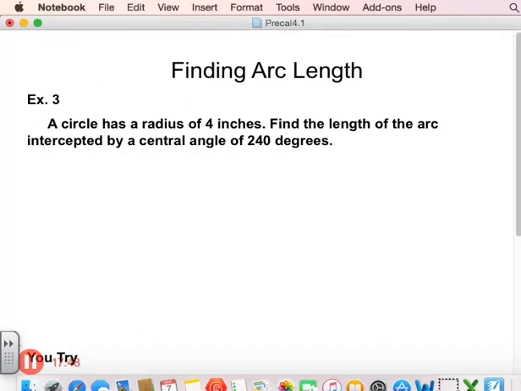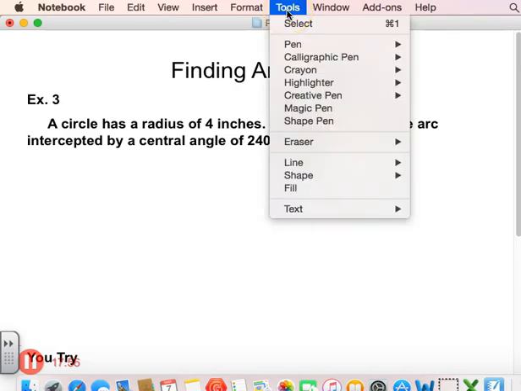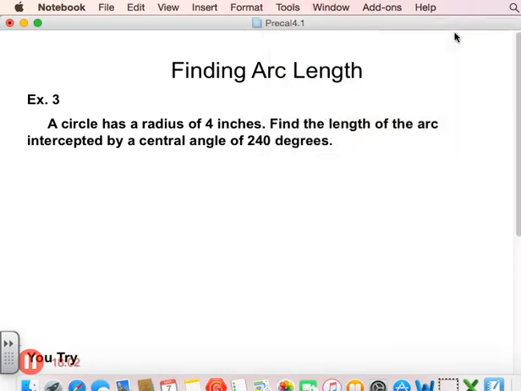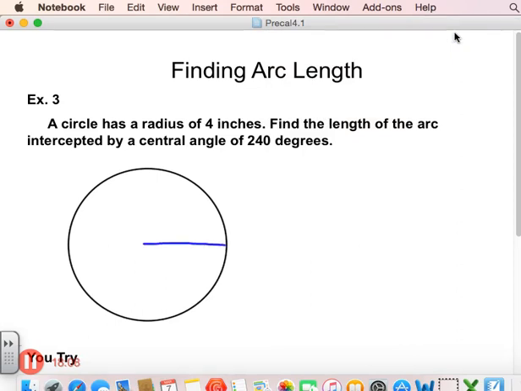So finding arc length. Okay, a circle has a radius of 4 inches. We want to find the length of the arc intersected by a central angle of 240 degrees. So it wouldn't hurt to have a picture of this circle, so maybe we can get us a circle up here to visualize this a little bit better. So if that's my initial side, 240 degrees is going to be down here somewhere. So it'd be an angle like that. I want to figure out what's the length of this arc.